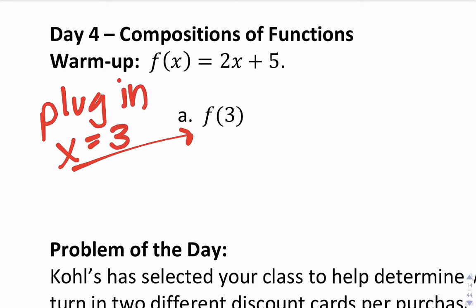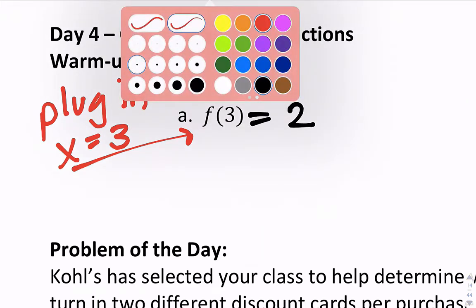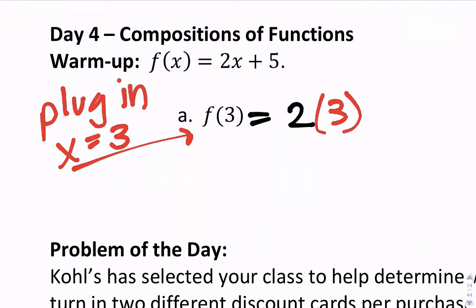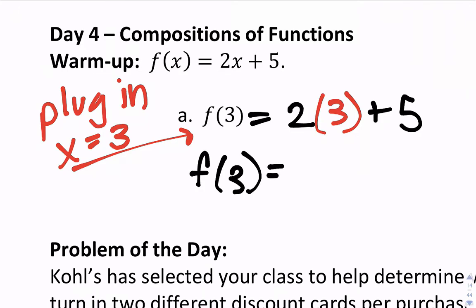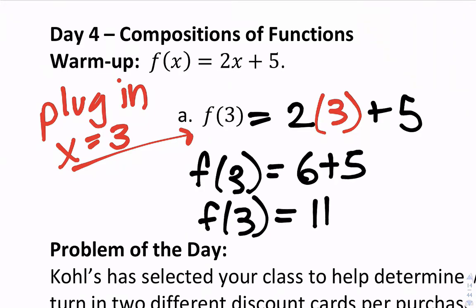All right, so let's do that. So this equals 2, and instead of x, we'll plug in a 3, and then plus 5. All right, so we say f of 3 equals 6 plus 5, so f of 3 equals 11. So with function notation, first of all, this is a function. For every input, there's one output. And when you input the 3, the output is 11. So there's using function notation.